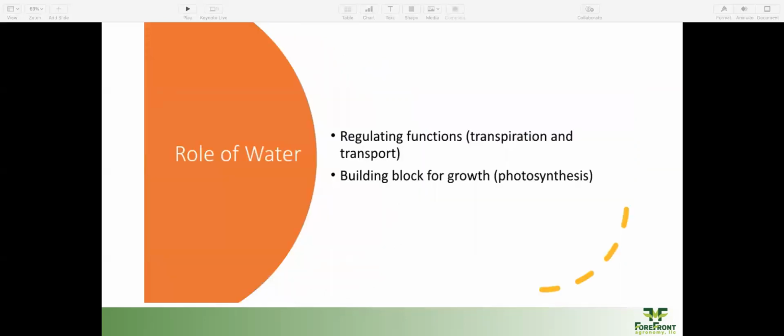The role of water in a plant's life, and really in ag production, doesn't matter what plant we're talking about, is to regulate functions. We just mentioned transpiration, but also the transport of nutrients through that plant. Water is also a critical part of photosynthesis and is really considered a building block as far as that goes. That process can't happen without water, can't happen without light, can't happen without oxygen and carbon.